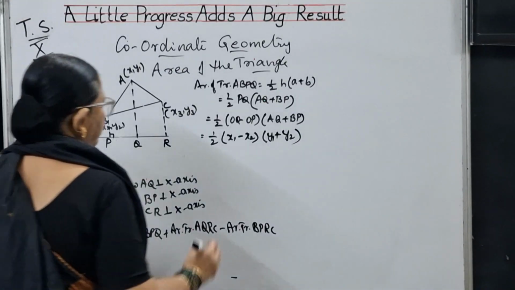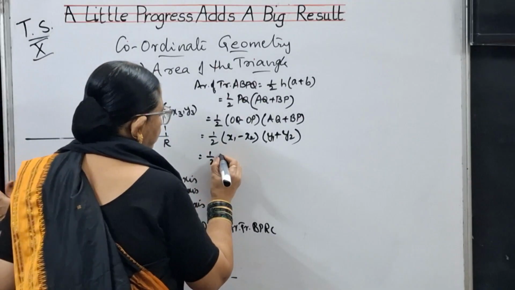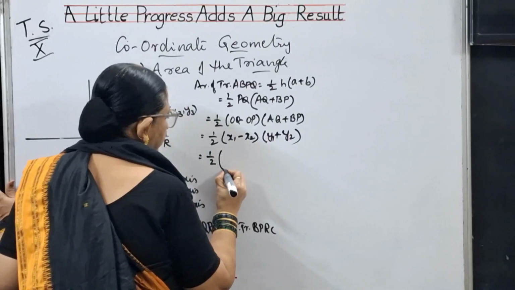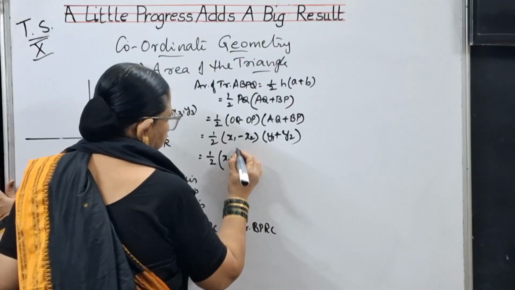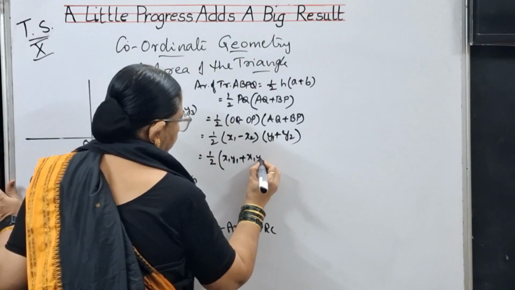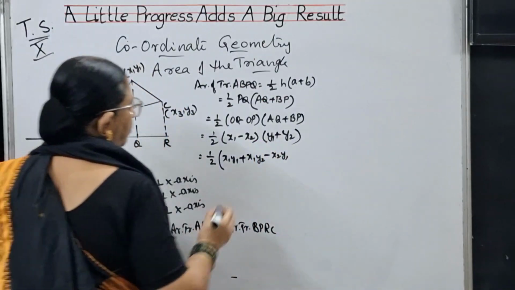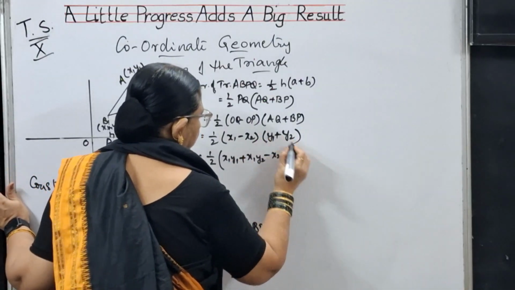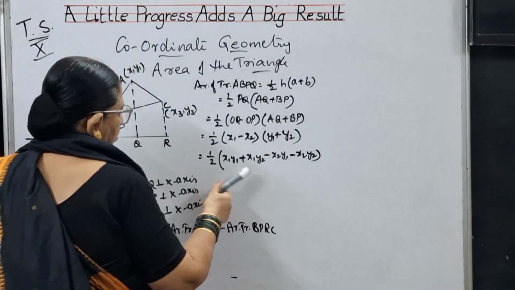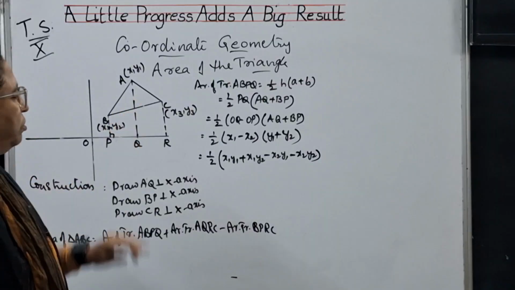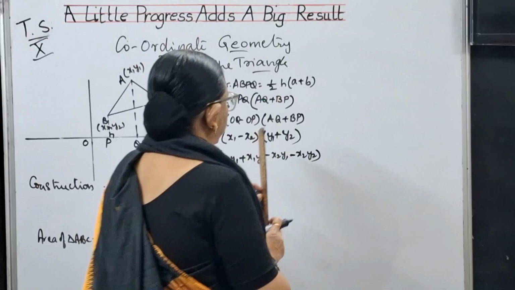So let me first multiply and find out what this answer is. Half into x1 into y1 is x1y1, plus x1y2, minus x2y1, and minus x2 into y2 is minus x2y2. So this is the area of trapezium ABPQ.